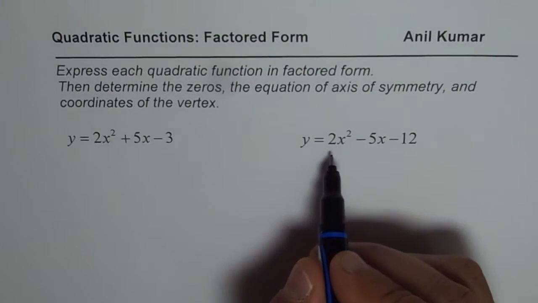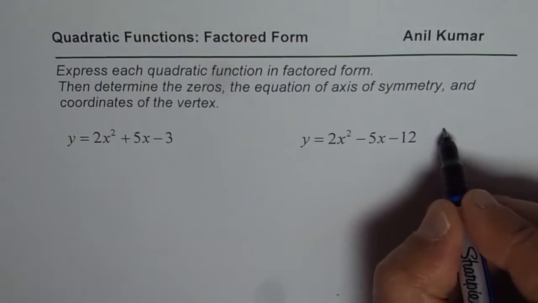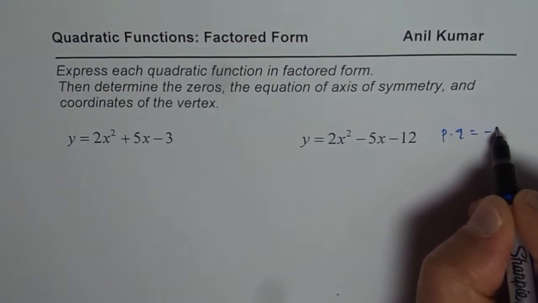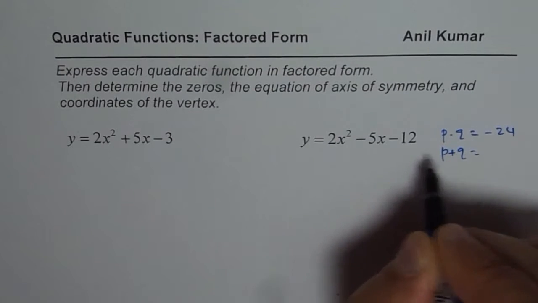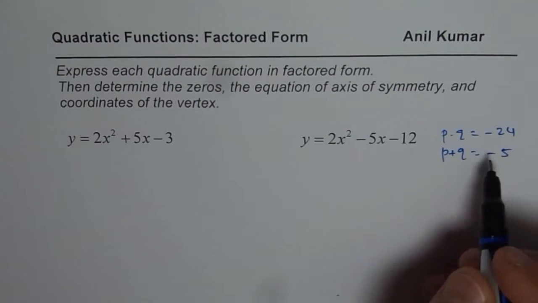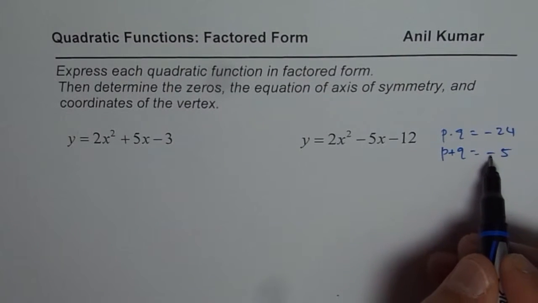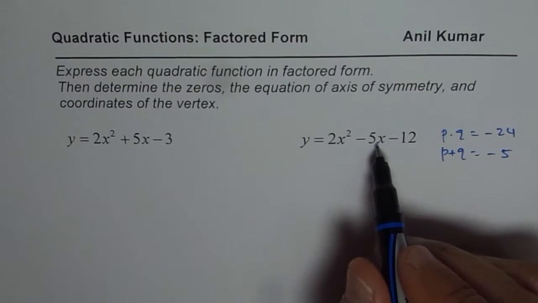Okay. So here, to factor, we are looking for two numbers whose product should be 2 times minus 12, which is minus 24. When I add them, I should get minus 5. So these two numbers should be of opposite signs, and the bigger number is negative, then only we get minus 5. So the numbers are 8 and 3, correct?